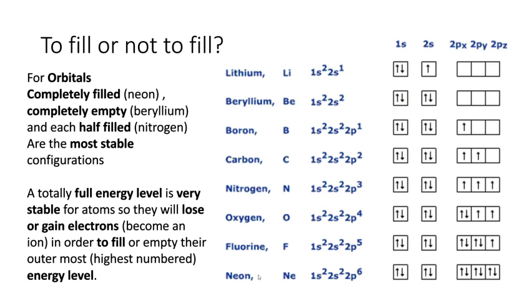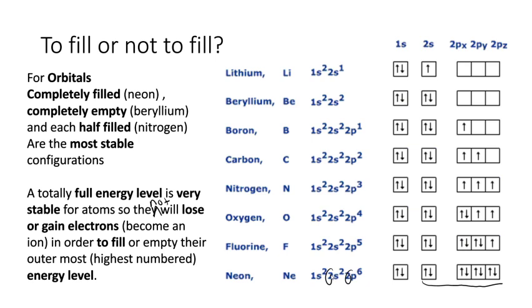All right, so a totally full energy level. In the case of neon, if we look at the ones that have 2, it's completely full here. The second energy level is totally full. That is a very stable configuration for atoms. So they will not lose or gain electrons in order to fill or empty their outermost energy level.